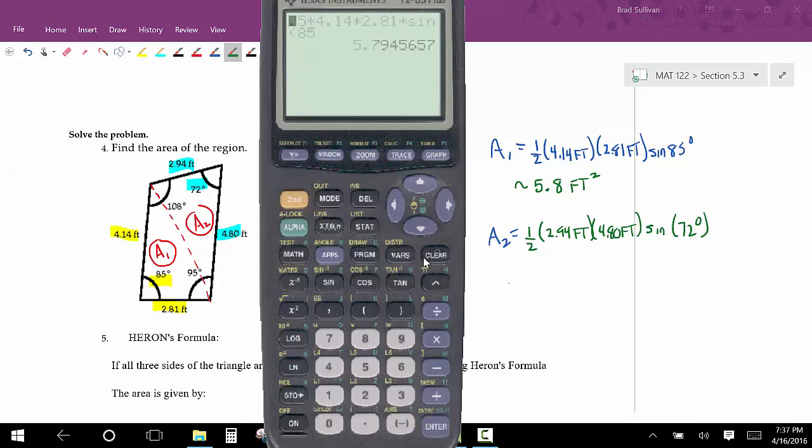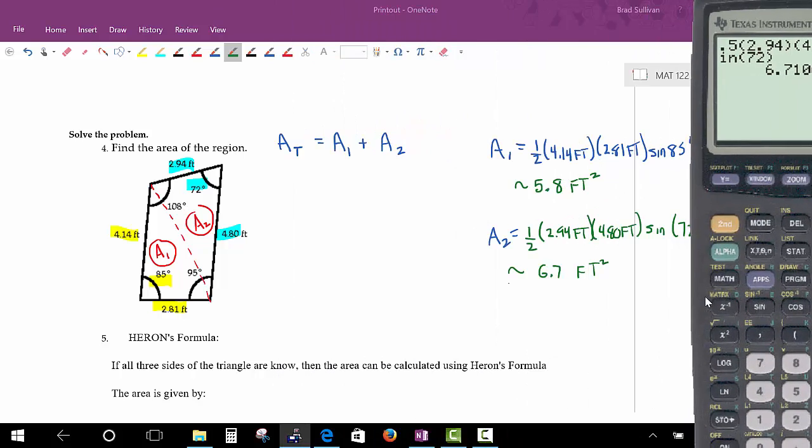Okay, now I'll compute the next one. So I'll do 0.5. I'm going to use parentheses this time. And I'm going to go 2.94 times 4.80 and times, you can leave that times sign off, the sine of 72 degrees. And that will give an answer of approximately 6.7 square feet. Okay, so that's all we got to do to compute that with the calculator.